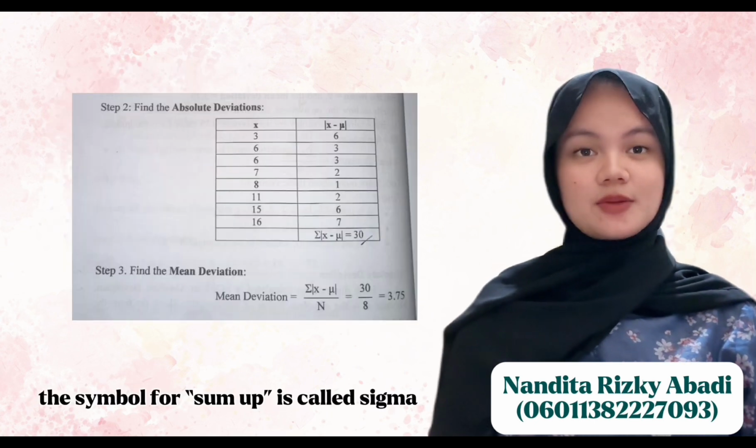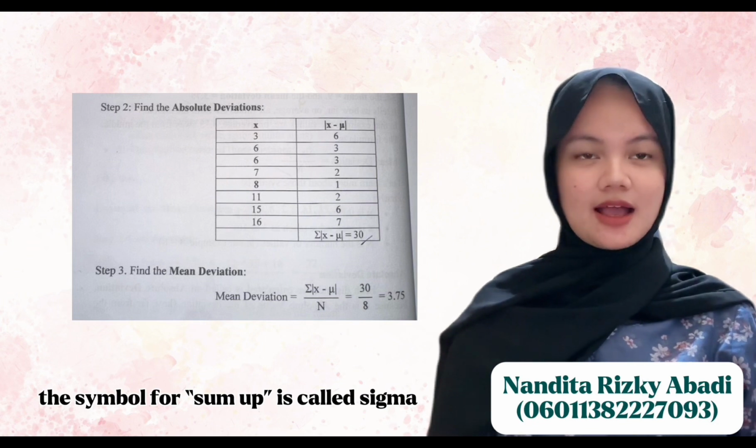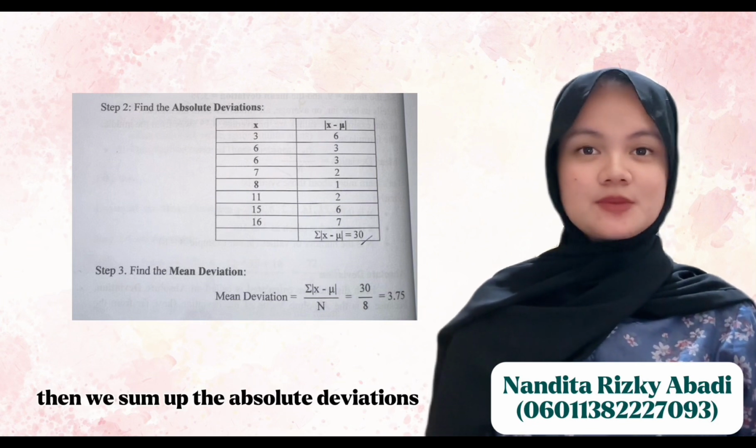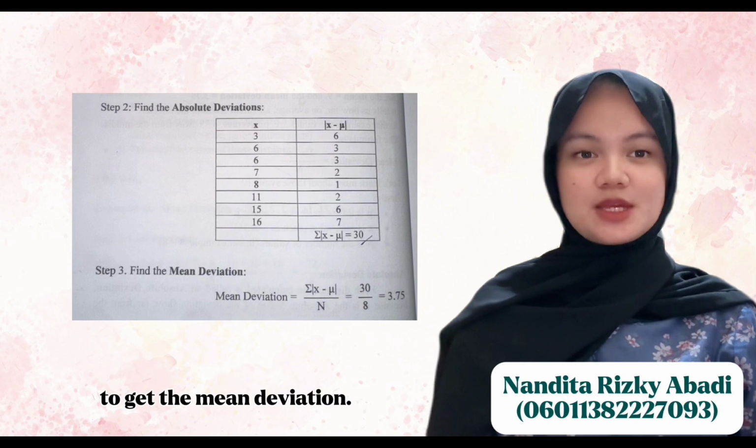The symbol for sum is called sigma. Then, we sum up the absolute deviations to get the mean deviation.